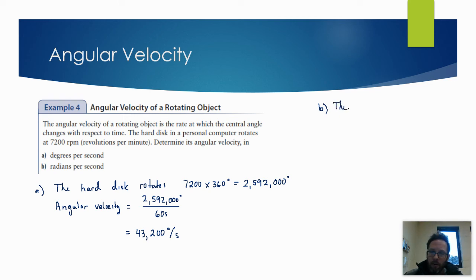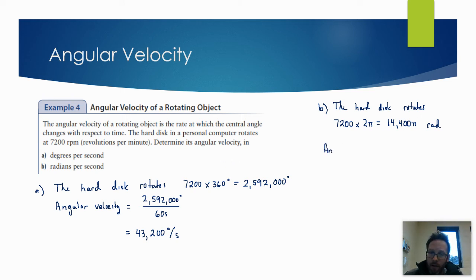So the hard disk rotates, in this case, 7,200 revolutions, but every revolution is 2 pi radians. So this is 14,400 pi radians in 1 minute.